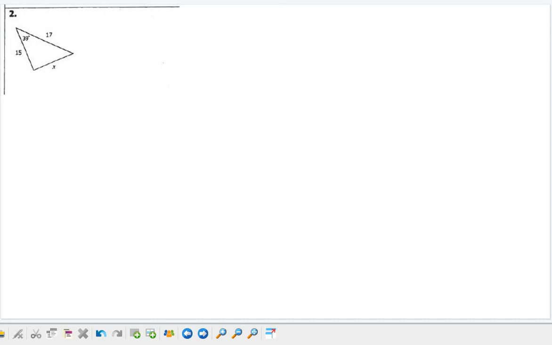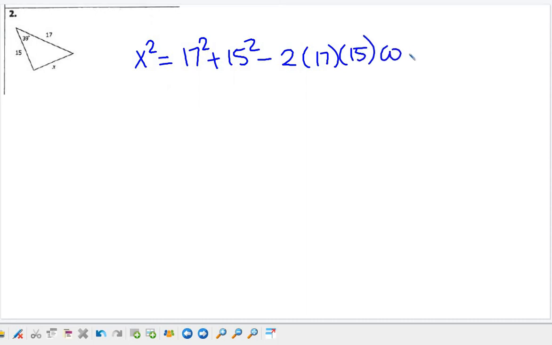So let's get this one set up. We have our x squared on the outside, our other 2 sides squared, so 15 and 17, minus 2 times my other two sides times cosine of the angle, 39. Okay? So again, we're going to type this in the calculator. It just depends on how you like to do your keystrokes.